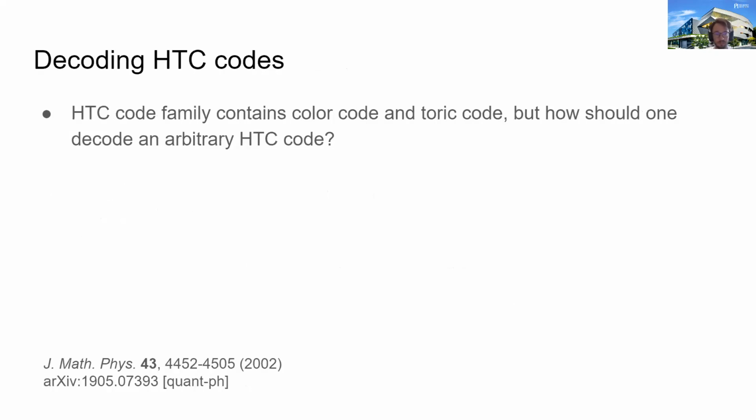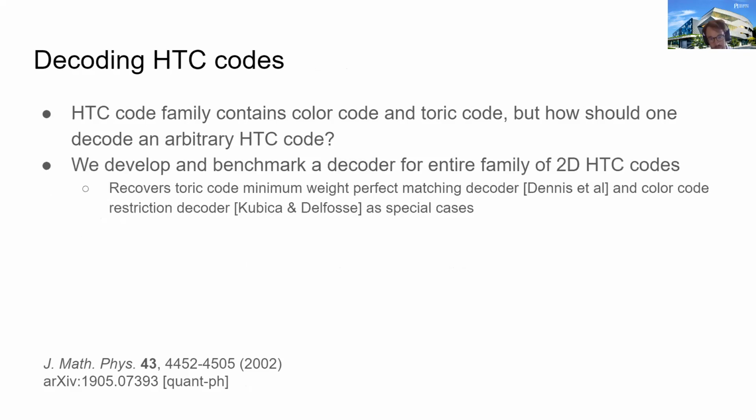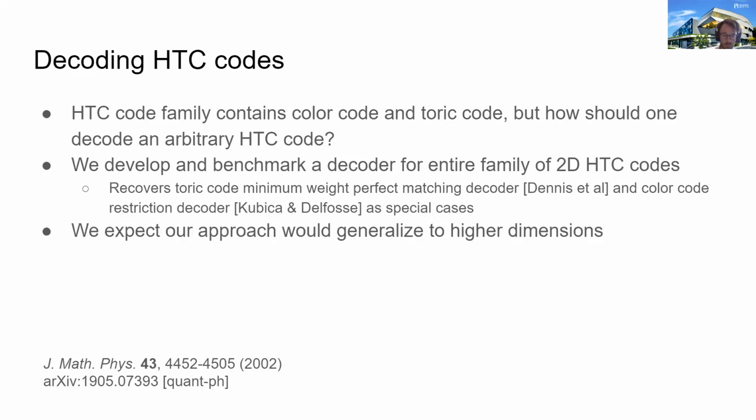Okay, so changing track slightly, there's an interesting question we thought about once we had this family: we've got this family, but how can we decode them? Because these codes are kind of strange. They have regions of the toric code, regions of the color code, but how can you decode them? And the nice thing is, we managed to develop an algorithm to solve this decoding problem. This algorithm works for the whole family, but in the special cases, for the toric code, it recovers the minimum weight perfect matching decoder, and for the color code, it recovers the restriction decoder. We think this approach would generalize to higher dimensions, but we only really considered 2 dimensions in this work.